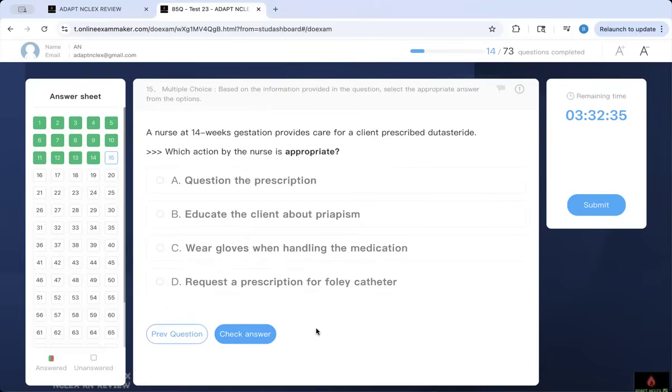And this one: at 14 weeks gestation, provide care for a client prescribed what? Dutasteride. Which action by the nurse is appropriate? Question the prescription, educate the client about practicing, wear gloves when handling the medication, request a prescription for a Foley catheter. Think about it. Pick your answer. Pause the video. This is a pharmacology question.